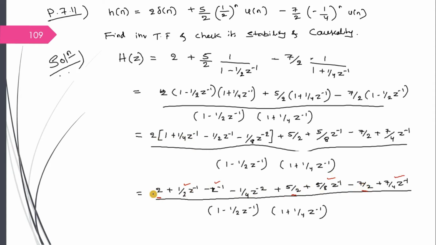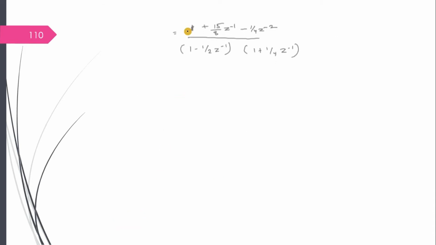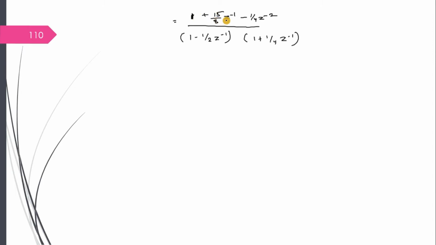2 minus 1 is 1. So the constant is 1. And here this one ticked: 1 by 2, 5 by 8, 7 by 4 and minus 1. The LCM of these is 8. So 2 4s are 8, 1 8 is 1, and so on. So all these things together give 15 by 8 Z inverse. That I'll take in the next slide. So I get 1 plus 15 by 8 Z inverse.